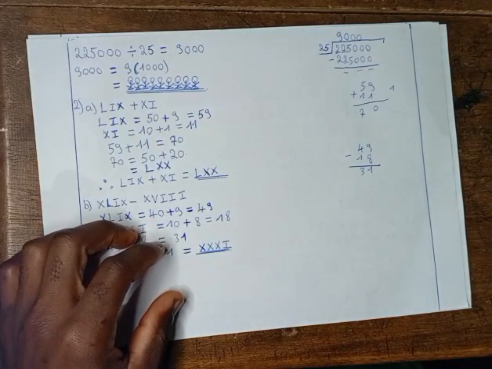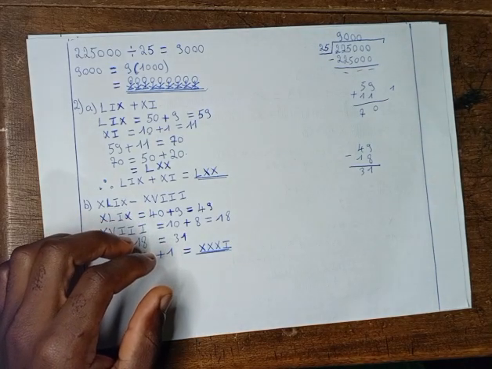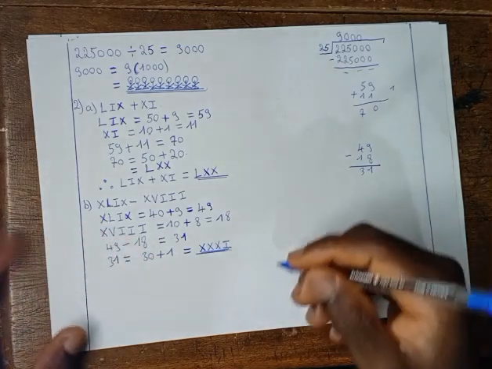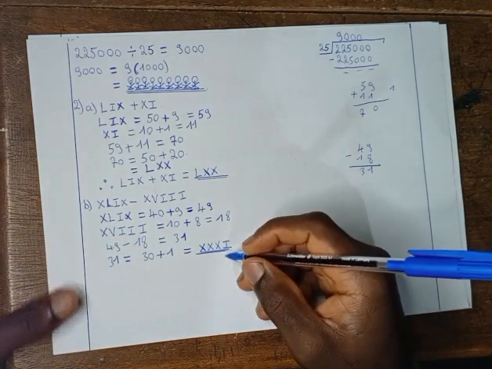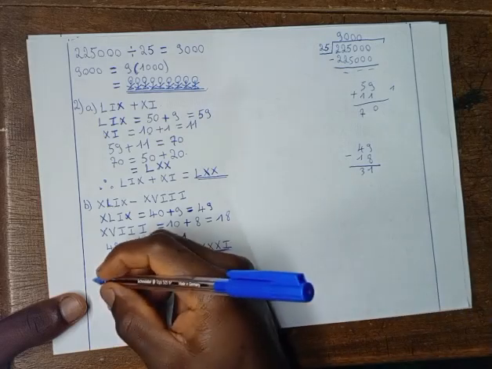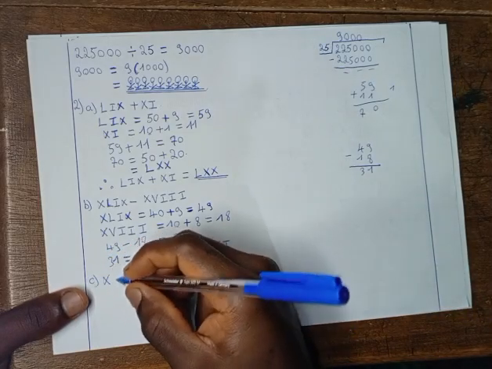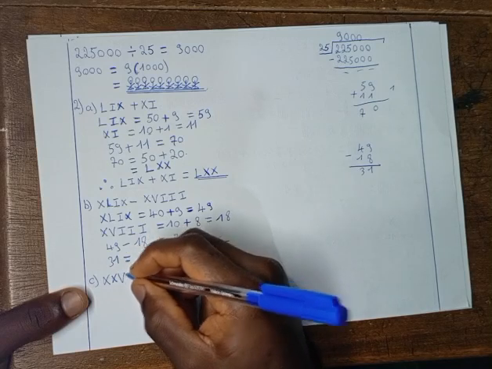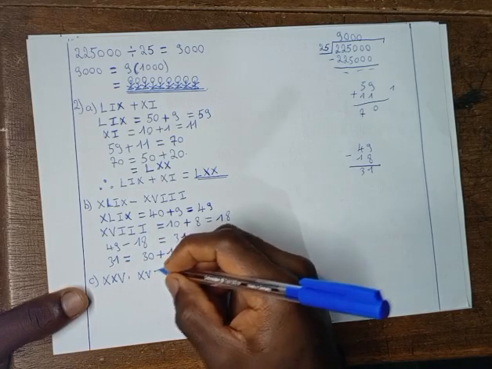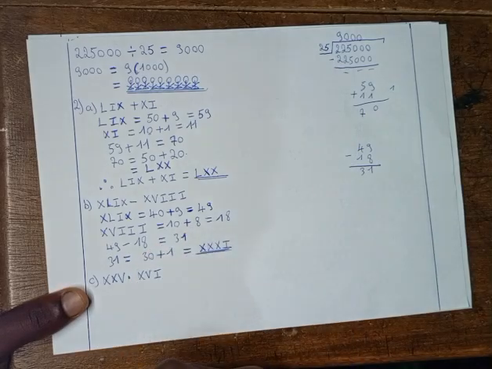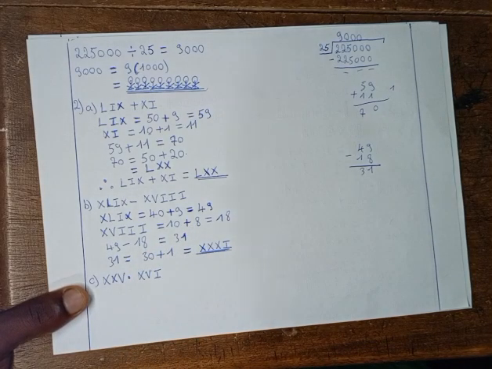Next, we have to move now to the next question, which is question C. For question C, we have to multiply these two numbers. This dot here is for multiplication. First thing, we need to start by converting those numbers to our own numeral before we carry out the required operation, which is multiplication.